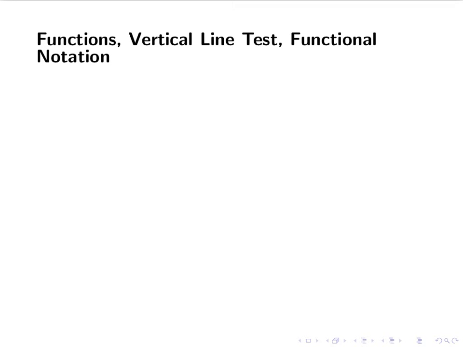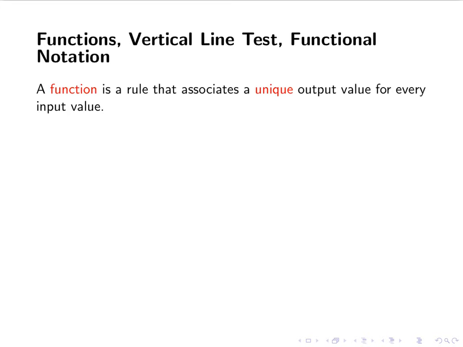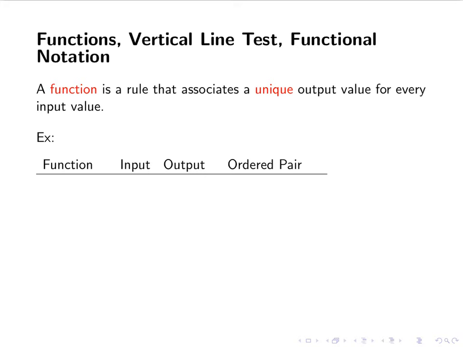Hello everyone, today we're going to look at functions, the vertical line test, and functional notation. So a function is a rule. Typically we think of it as an algebraic rule, so we're going to be using order of operations. So it's a rule that associates a unique output value for every input value. So we're going to do some examples.